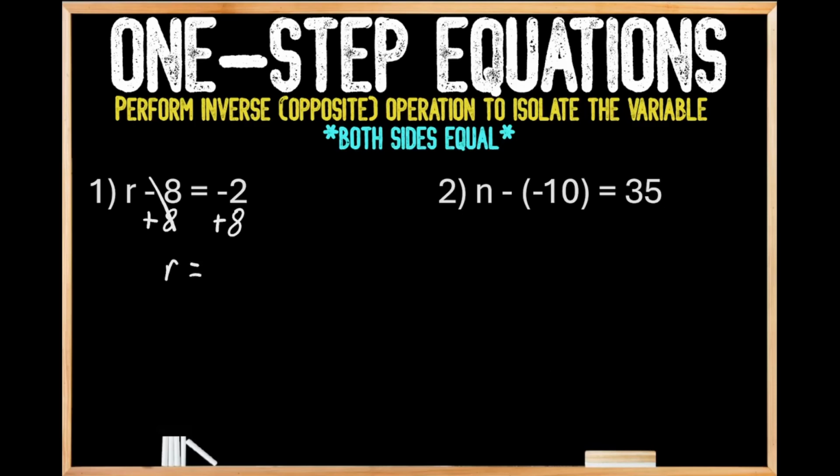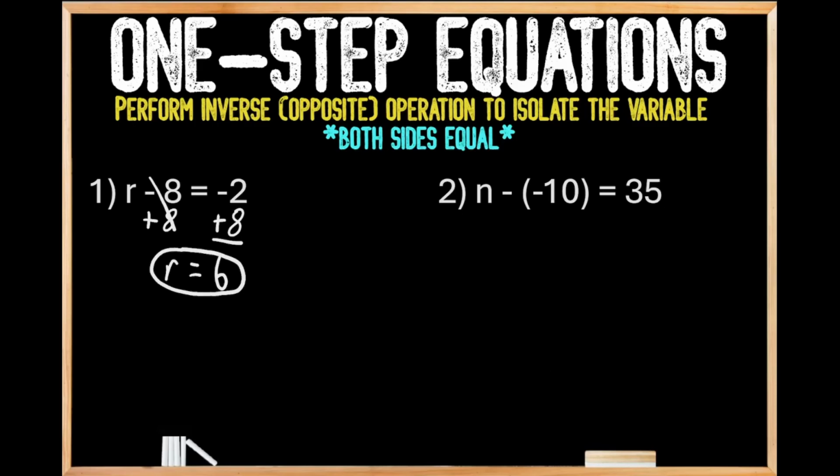And then on the right-hand side here, we're going to be adding 8 onto negative 2. And when we add 8 onto negative 2, we're going to be increasing in value. So we're going to get the answer of 6. So r is equal to 6.